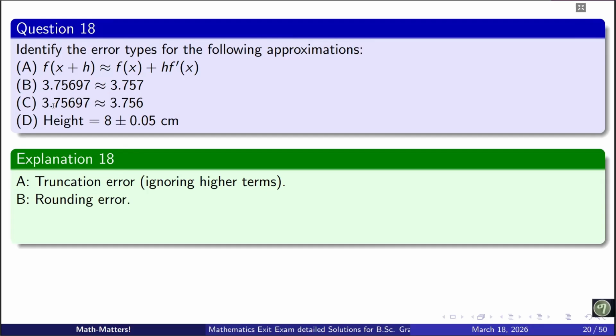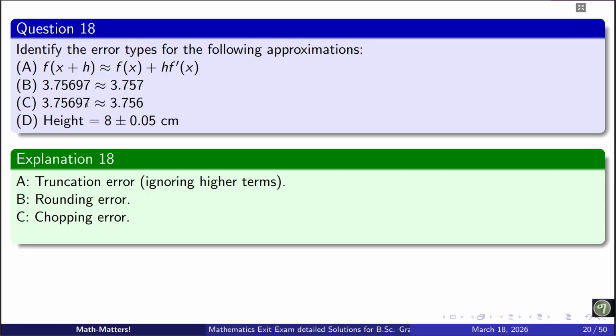C, 3.756 is obtained from this one, so that it is just 7.569, that is 7.56. So the 9 and the 7 are ignored. It is just like the first one, it is chopping or truncation error.